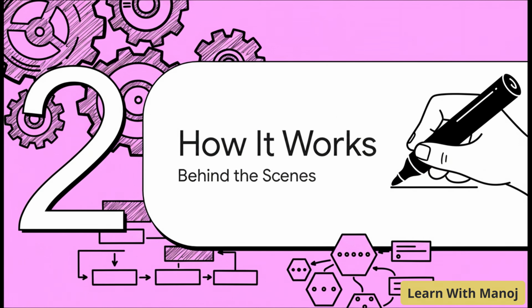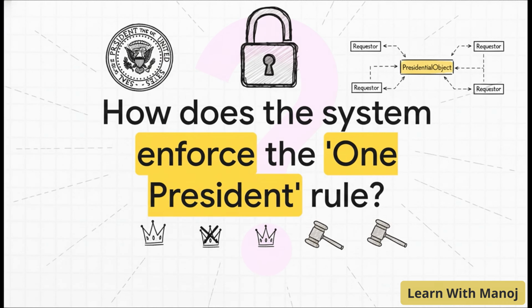So we get the what. Now let's look at the how. How does the system actually enforce this one president rule? And don't worry, we are not going to look at a single line of code. We're just going to talk through the logic, just like we would at a whiteboard. So if our code is the country, how do we write the laws to make absolutely sure no one can just create a second president or a third? How do we guarantee that one and only one rule is unbreakable?